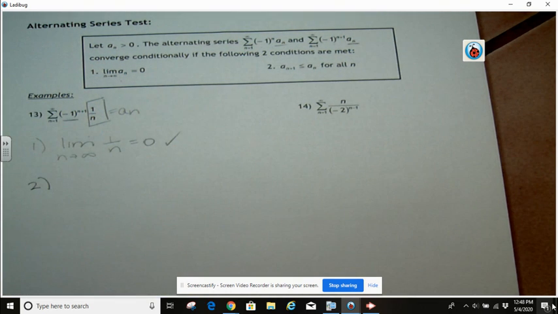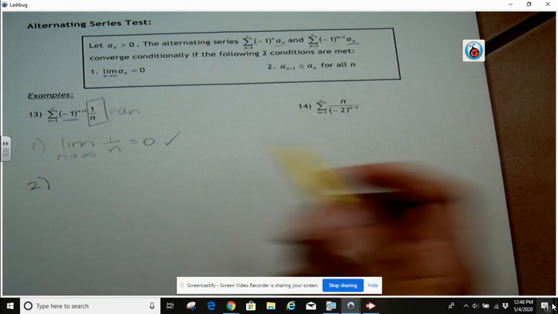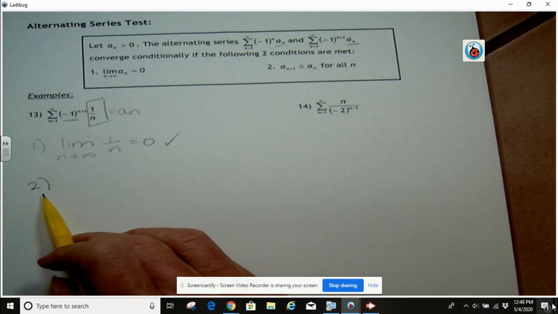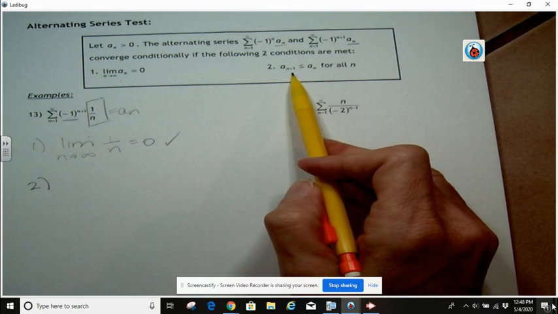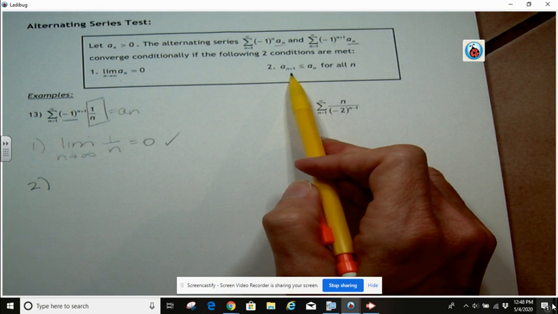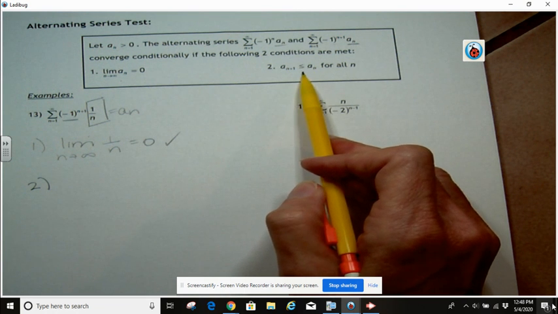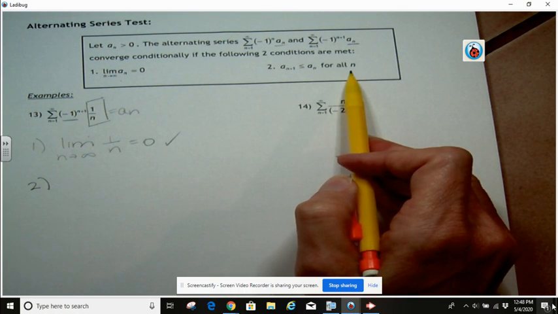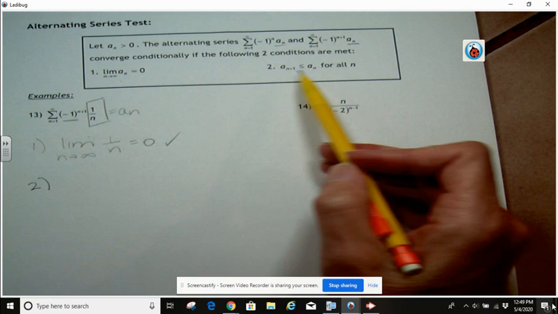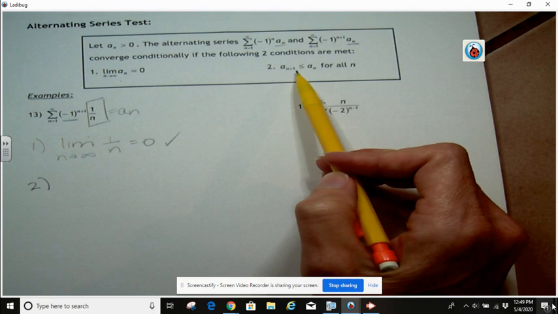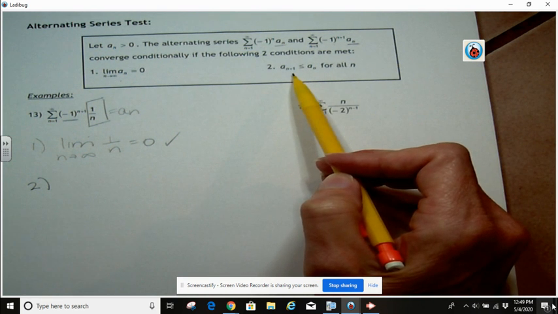So now I have to move on to the second condition. If the first condition is not met, then stop. This isn't the test you should be using. So then we're going to go to our second condition. And that says if that expression a sub n plus 1 consistently is less than or equal to a sub n, no matter what the value of n is, then that condition is met, and we can go back and say it converges.